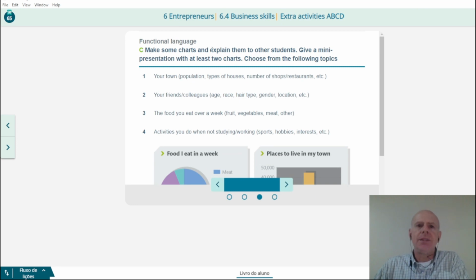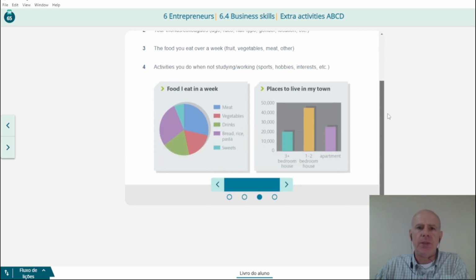After that, we have a very interesting exercise. Make some charts and explain them to other students. So the idea is to give a mini presentation with at least 2 charts, choosing from the following points. We have here 2 examples: food I eat in a week and places to live in my town. It could be the price, and well, this is about eating things like meat, vegetables, drinks, bread, rice, pasta, and sweets.